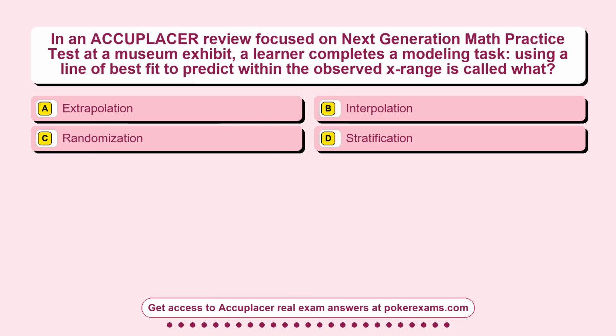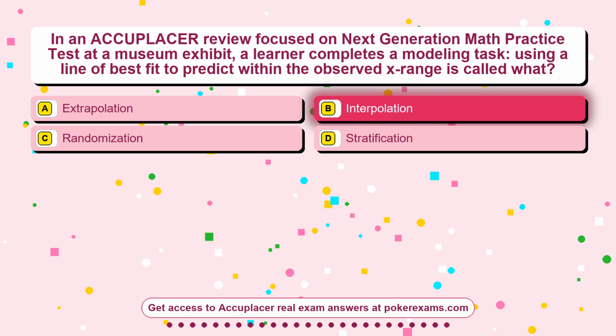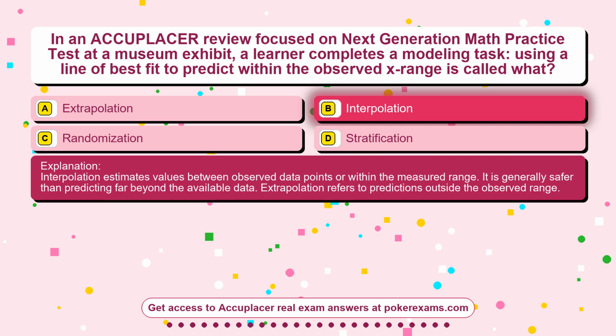Question 12. In an Accuplacer review focused on next-generation math practice test at a museum exhibit, a learner completes a modeling task. Using a line of best fit to predict within the observed x-range is called what? Option A, extrapolation. Option B, interpolation. Option C, randomization. Option D, stratification. The correct answer is Option B, interpolation. Interpolation estimates values between observed data points or within the measured range. It is generally safer than predicting far beyond the available data. Extrapolation refers to predictions outside the observed range.